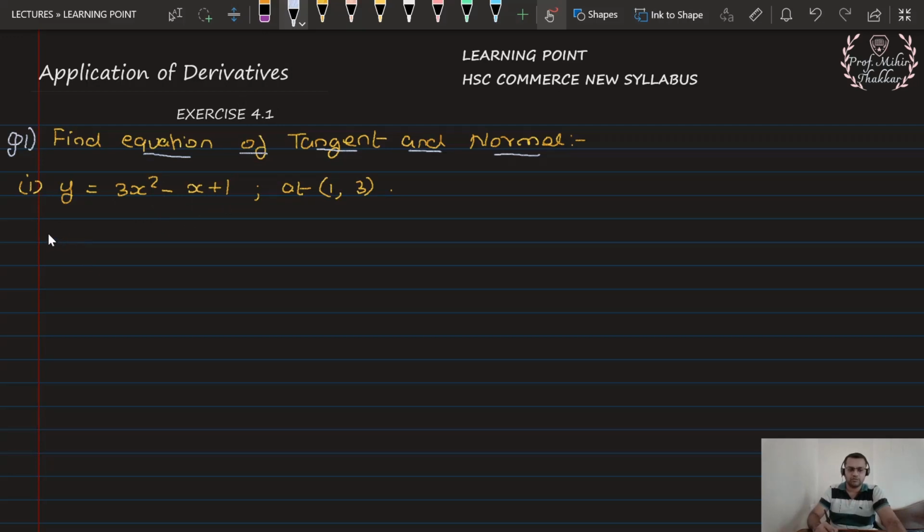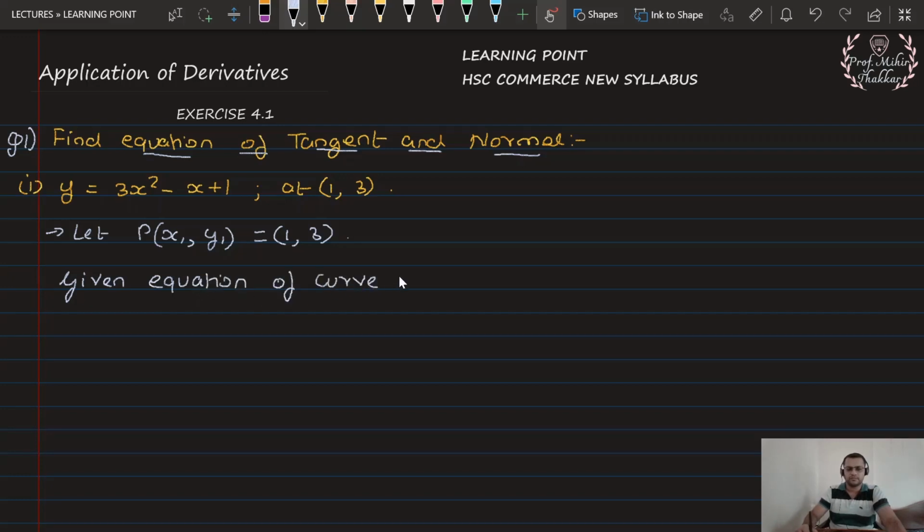We start by writing over here, let P(x1, y1) is equal to (1, 3). Given equation of curve is y is equal to 3x square minus x plus 1, and differentiate this with respect to x.